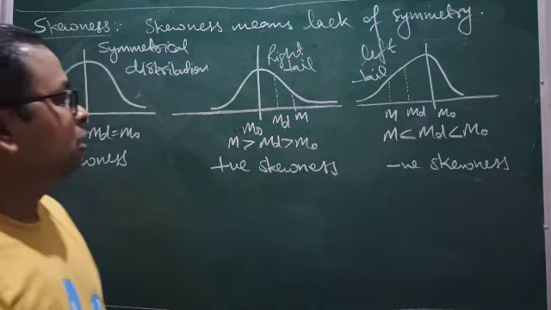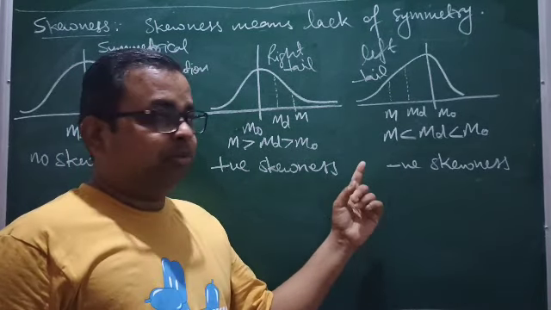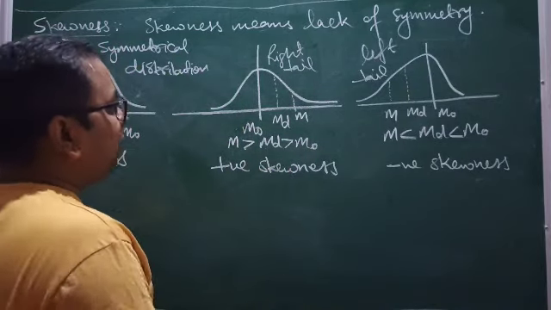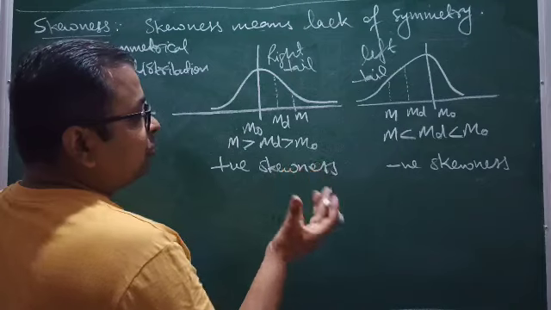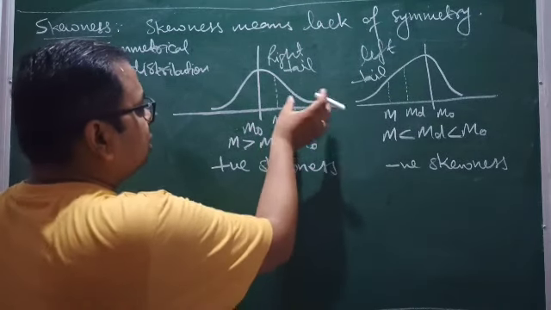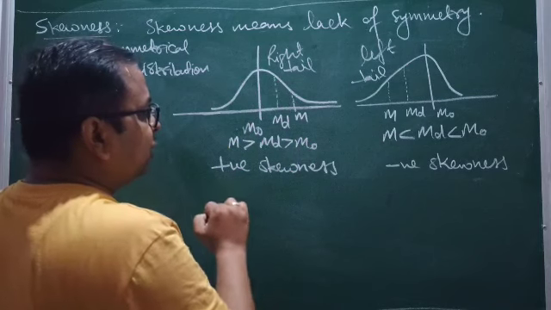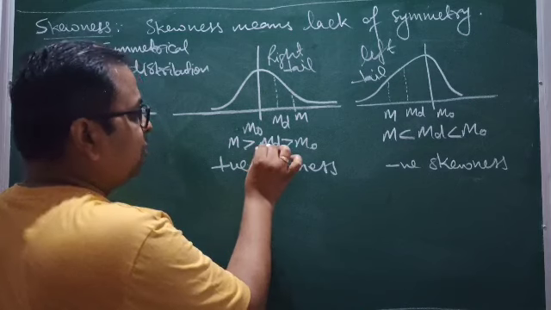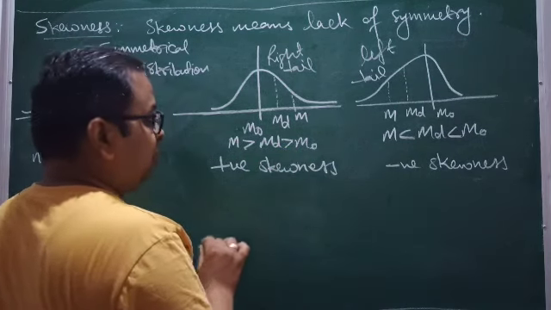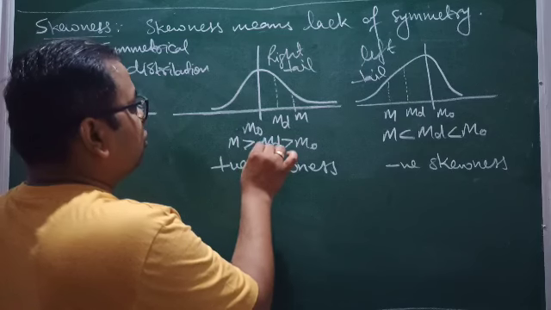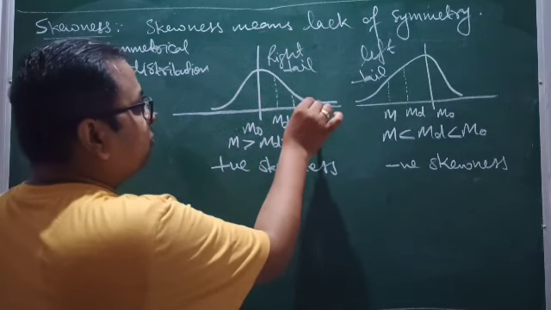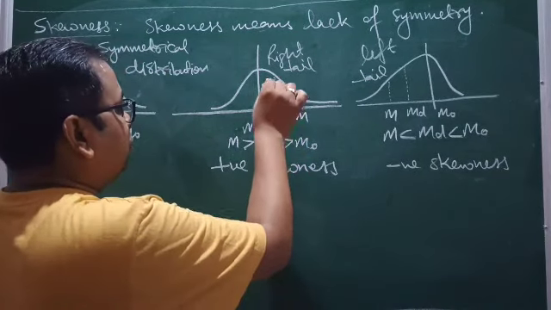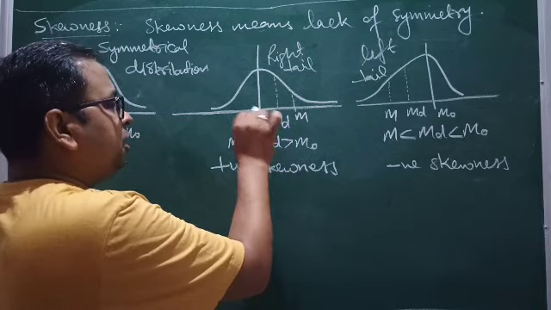Okay. And there are two types of non-symmetric curve. Number one is right tail curve and number two is left tail curve. First of all, right tail curve. Right tail curve means most of the data points lie on the left side, and the long tail of the curve is on the right side. In that case, mean is greater than median is greater than mode. If this condition is true, the curve is a right tail curve. There is positive skewness in the distribution.